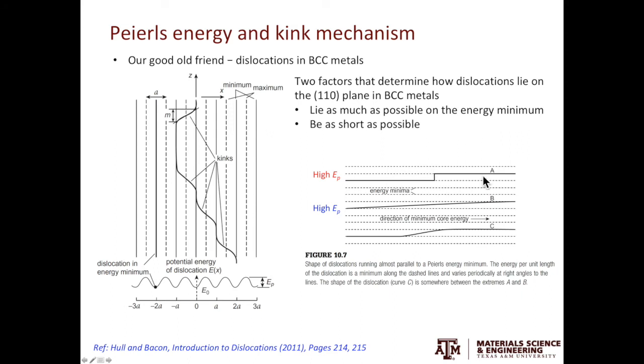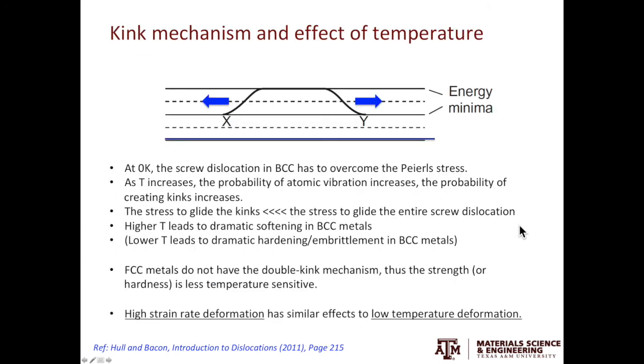The answer is Peierls energy. When the Peierls energy is high, that means the energy barrier is high. The dislocations are as much as possible confined in the energy minimum. When the Peierls energy is small, the dislocation is more readily spread out on the slip plane. The next question is, how is the kink mechanism affected by temperature and strain rate? We'll focus on the temperature effect here.